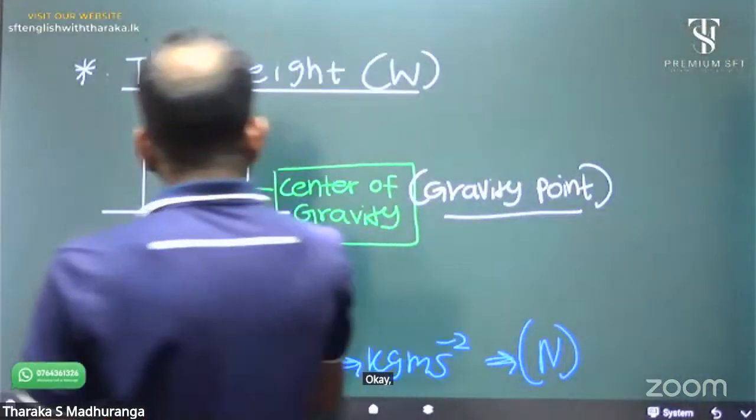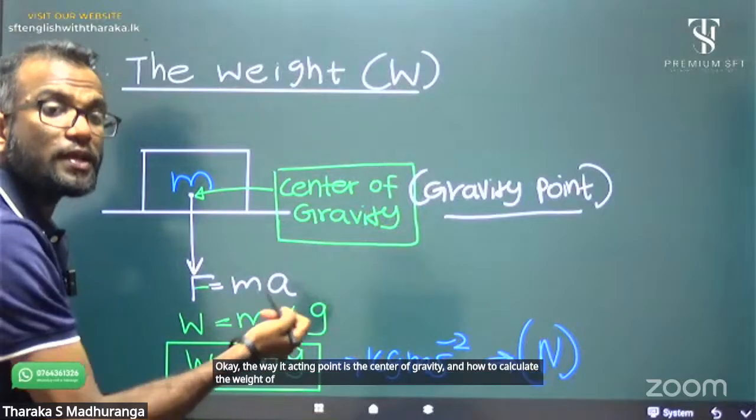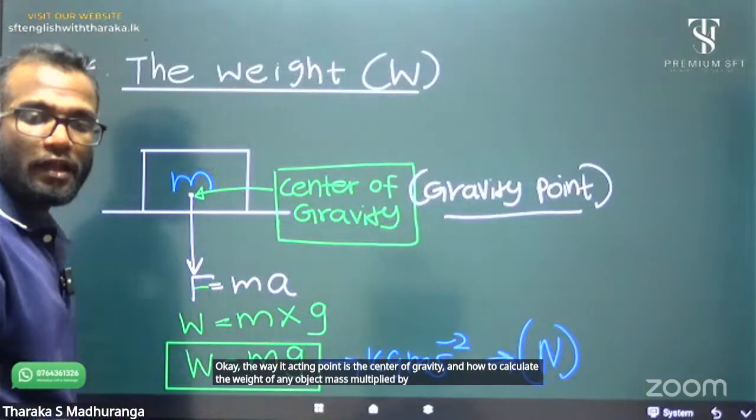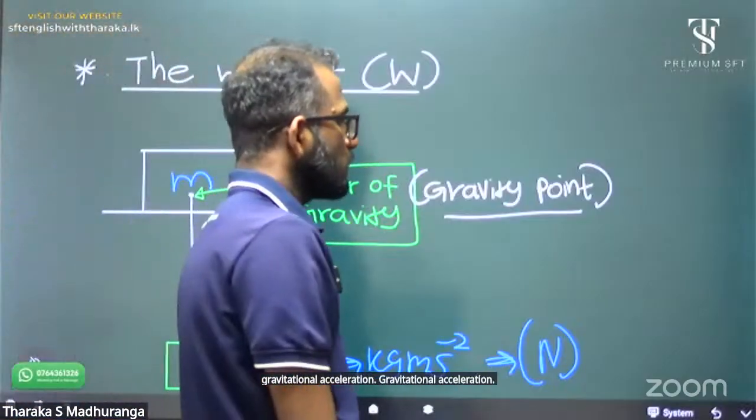Okay, the weight acting point is the center of gravity, and how to calculate the weight of any object: mass multiplied by gravitational acceleration.